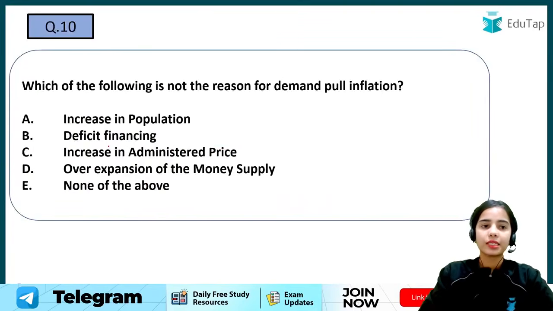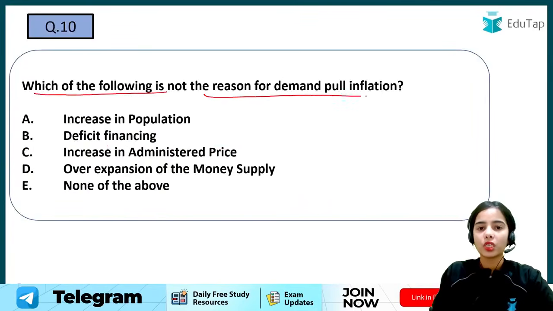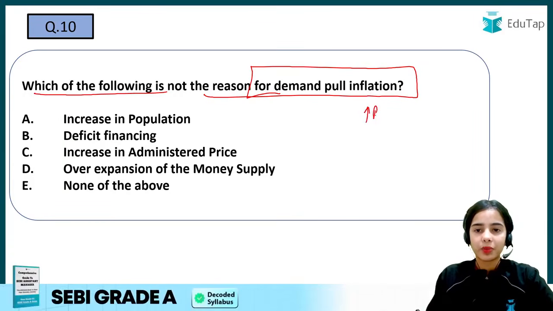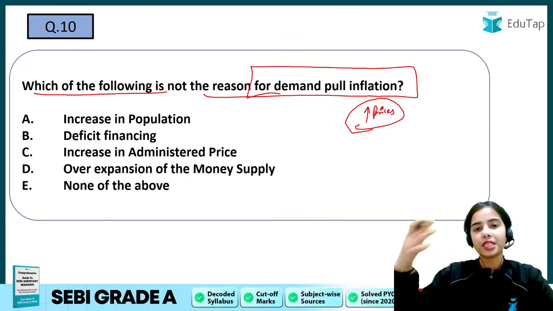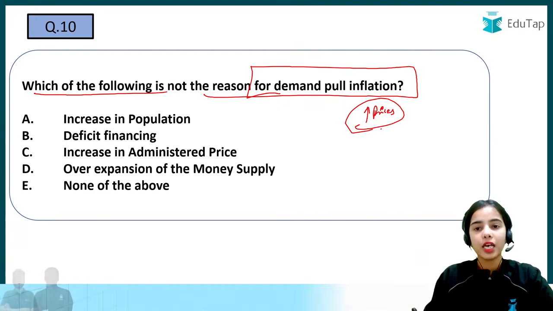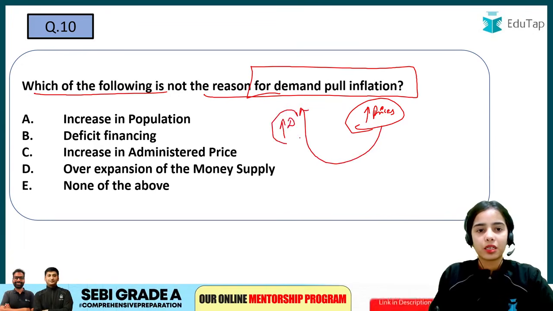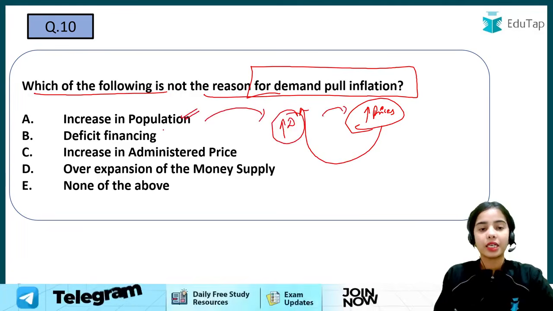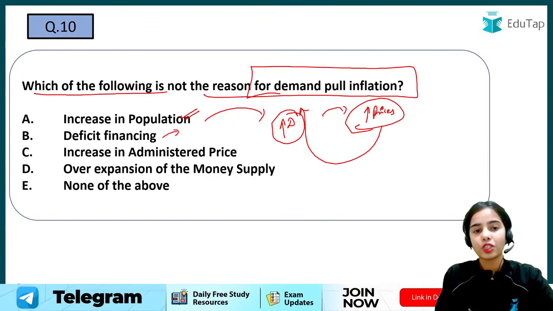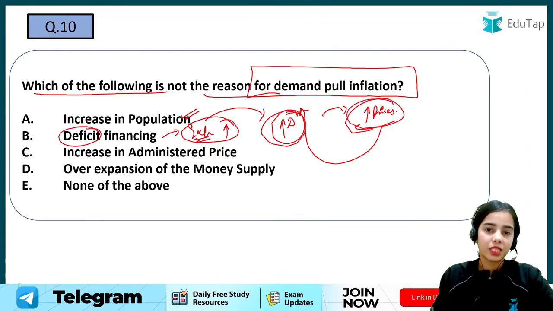Now, coming to the next question, which of the following is not the reason for demand pull inflation? So demand pull inflation happens when prices are rising in a sustained or continuous manner, an increase in the general price level, because of the increase in demand. So if the population is increasing, demand will increase, and the prices will start increasing. Deficit financing, that means the government is spending more. So with more expenditure, there will be more demand, and the prices will increase.